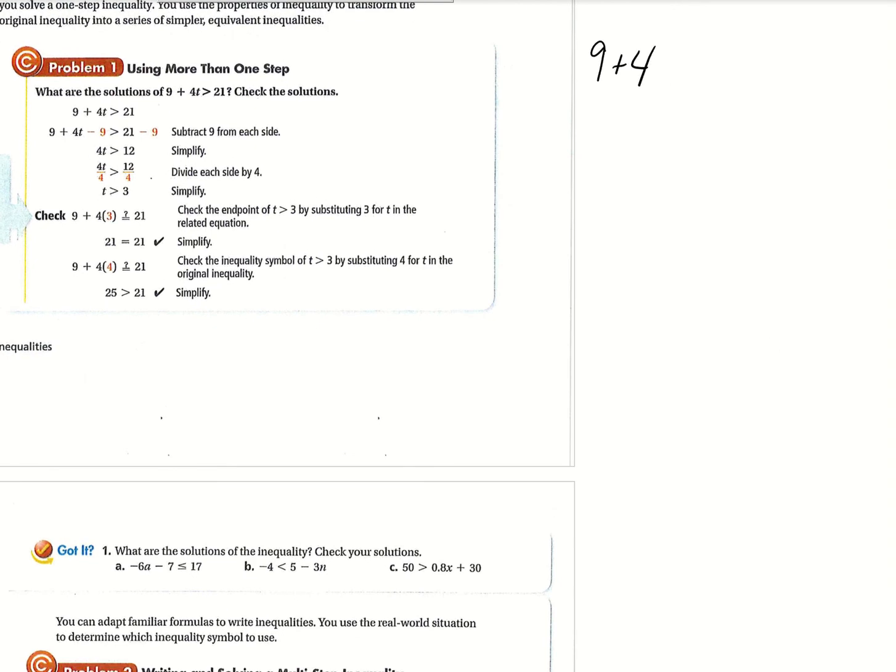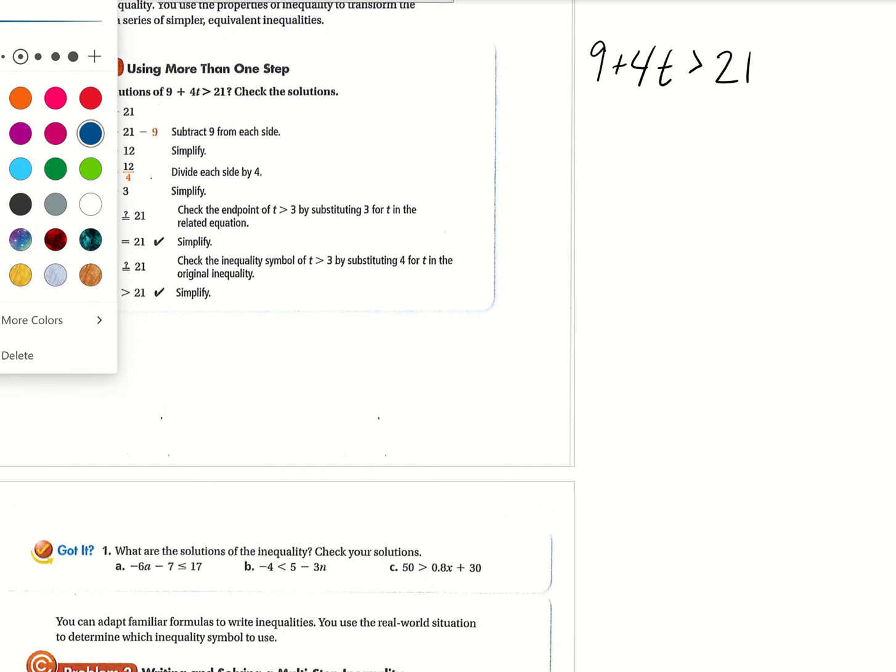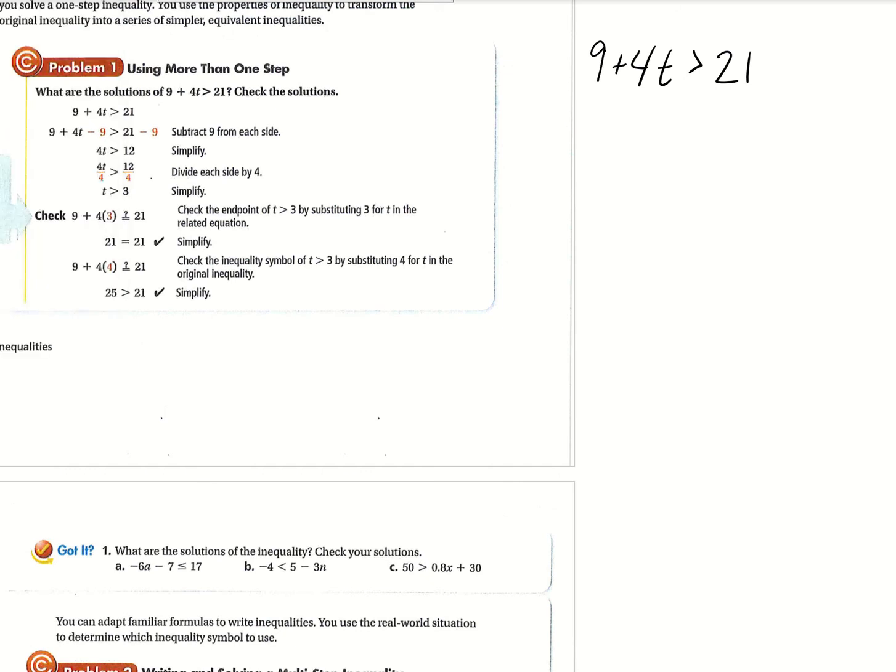We are given 9 plus 4t is greater than 21. To solve this, you would solve it the exact same way that you would solve a two-step equation. So your first step, I'm going to go ahead and subtract 9 from both sides. That will cancel there. We're left with 4t is greater than 12. Then divide both sides by 4, and we're left with t is greater than 3.